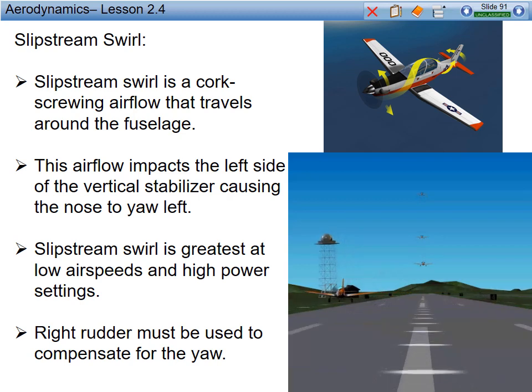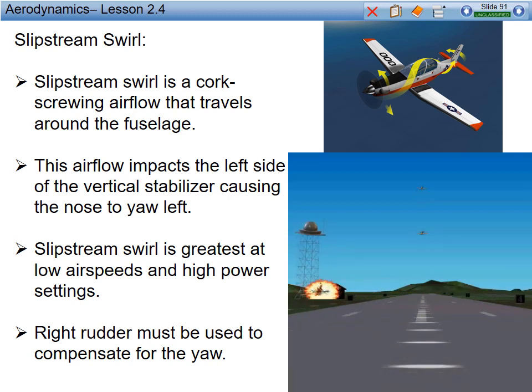The next left-turning tendency is slipstream swirl. Slipstream swirl is a corkscrewing airflow that travels around the fuselage. This airflow impacts the left side of the vertical stabilizer, causing the nose to yaw left. Slipstream swirl is greatest at low airspeeds and high power settings. Right rudder must be used to compensate for the yaw.